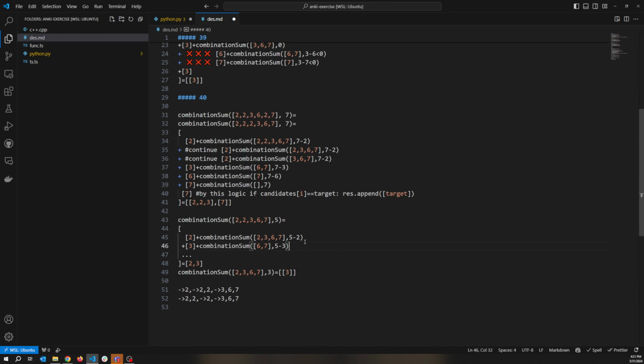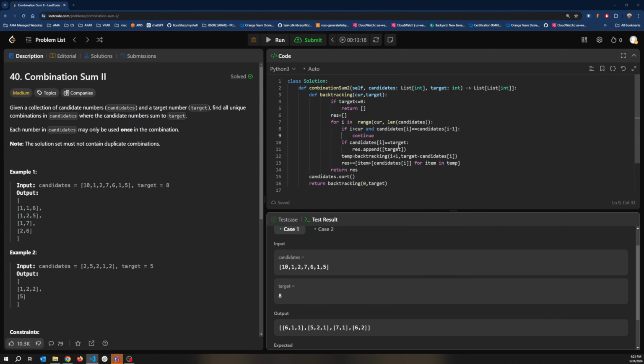Okay, then for this one, we know that 2, 3, 6, 7, 3, the answer is 3. Then for this one, it's gonna be these two, and we know this is 3, 2, 3. Then we know this is this one, 2, 3, so it's gonna be 2, 2, 3, and 7. So that's gonna be the answer. That's why we are continuing here, why we are sorting it here, and why we have +1 here.